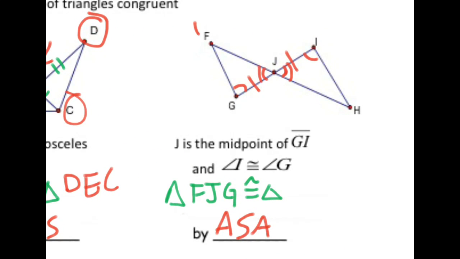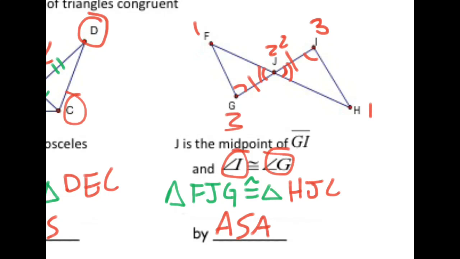And again, triangle FJG, so 1, 2, 3, is going to correspond to 1, 2, 3. And how do I know? Well, I know that angle I corresponds with angle G. I know angle J corresponds with itself, and that only leaves points F and H corresponding with each other. So I'm going to write this as triangle HJG.